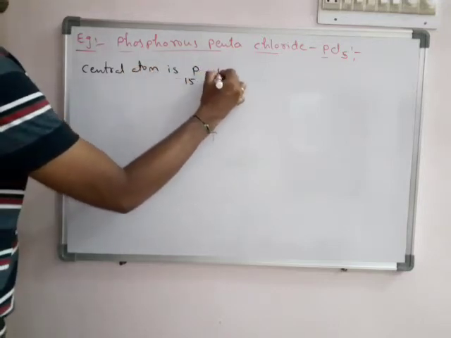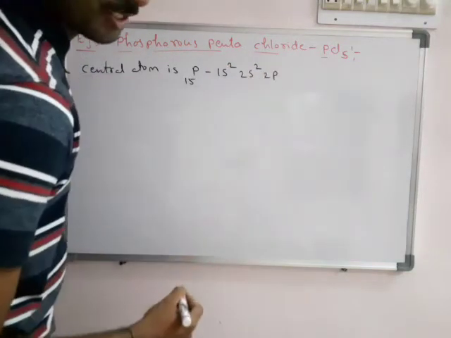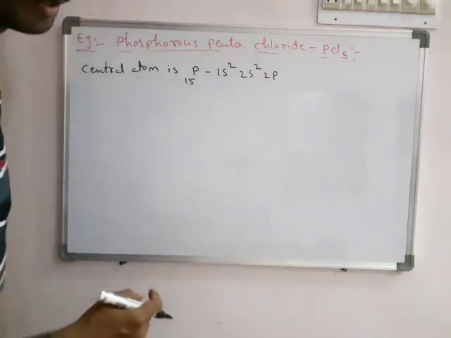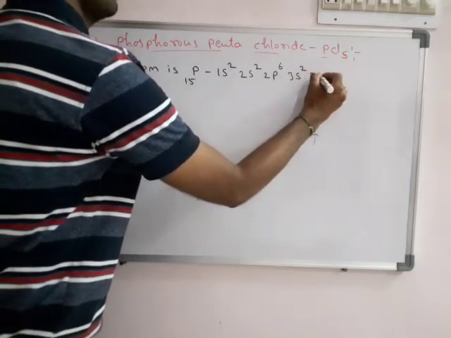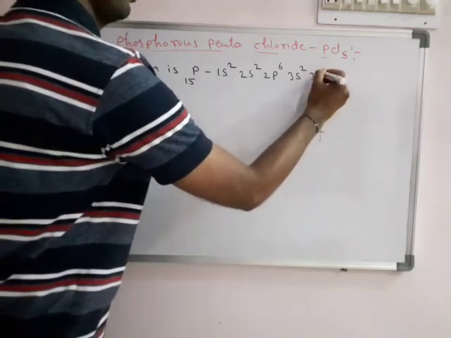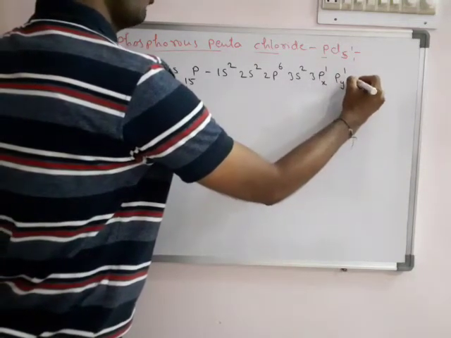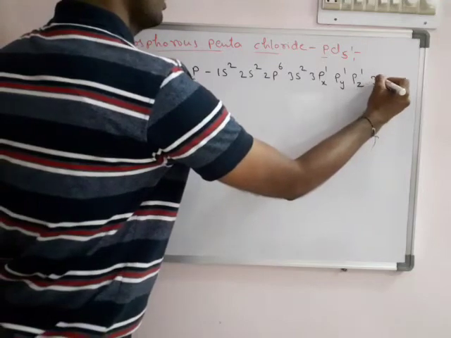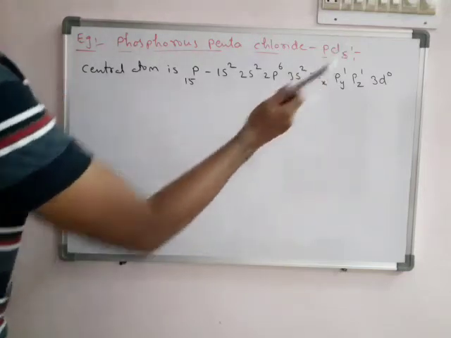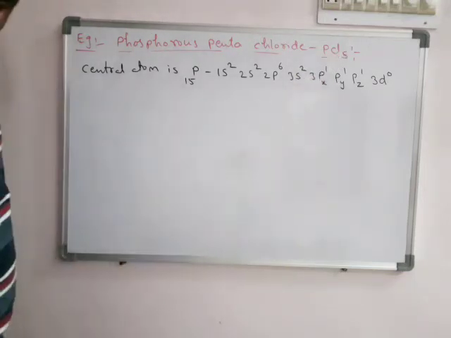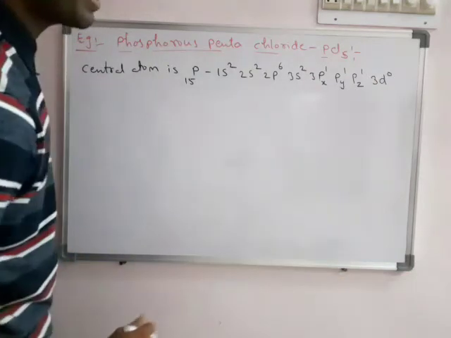What is the atomic number of phosphorus? 15. What is the configuration? We must know the configuration. Without knowing configurations, don't try to read this topic. So 15 means 3px1, 3py1, 3pz1. There is a 3d0 also present. So it should form 5 bonds, and in the valence shell there is 3s2, 1, 1, 1. So it needs 5 unpaired electrons.